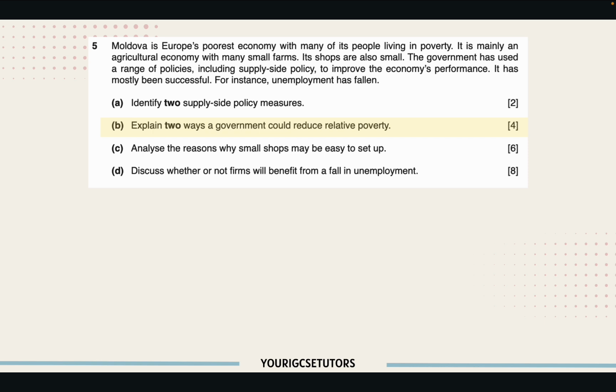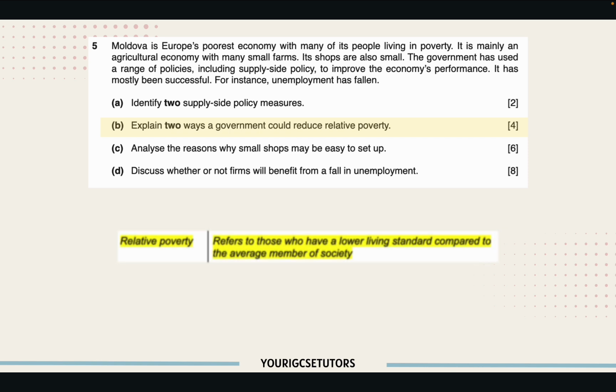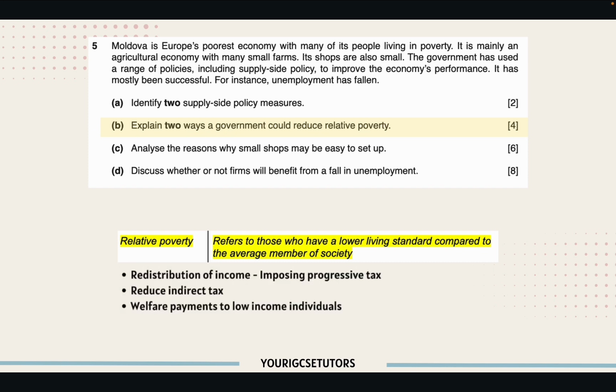Okay, part B. Explain two ways the government could reduce relative poverty. So once again, relative poverty, the definition, it's referring to those who have a lower living standard compared to the average member of society, or the average person. To reduce this, the government can redistribute income and wealth by imposing progressive tax, which means that high income individuals have to pay more from their income. And the government can use the amount that they earn from this tax to give to those lower income people.